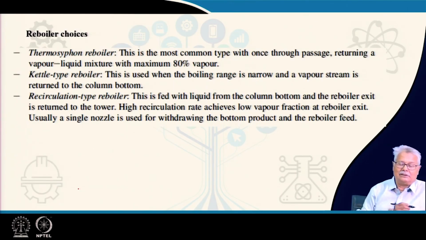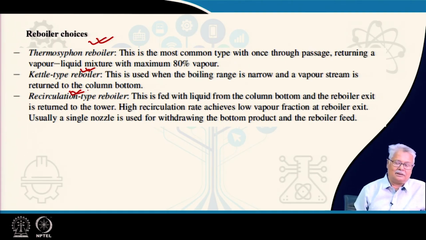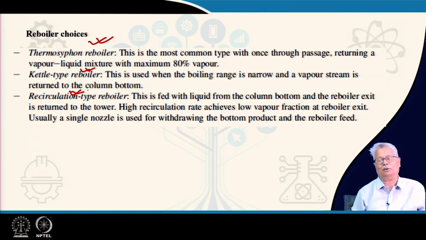Now, you can have different reboiler choices. You have read about this in your mass transfer. You can have thermosiphon reboiler, you have kettle reboiler, you have recirculation type of reboiler. The basic difference between them is their construction. In thermosiphon, what happens? You have a vapor plus liquid recycled. Most of it is vapor. In kettle type, you have only vapor getting recycled. That means as if you are boiling and generating the vapor in a kettle and feeding it back to the column. And in a recirculation type reboiler, what you have is a forced recirculation through a heat exchanger, and the recirculated material comes inside the column and flashes.